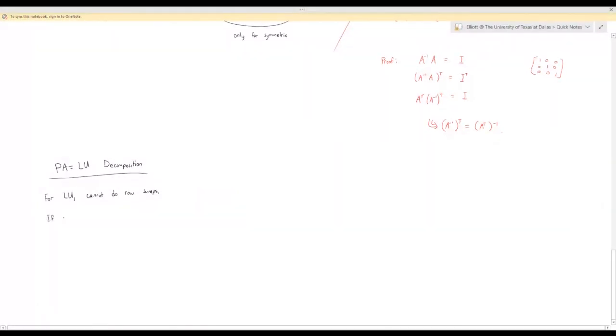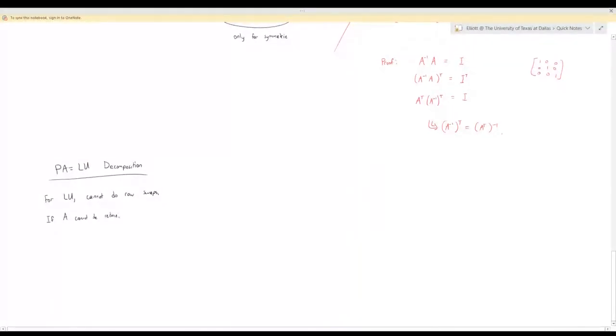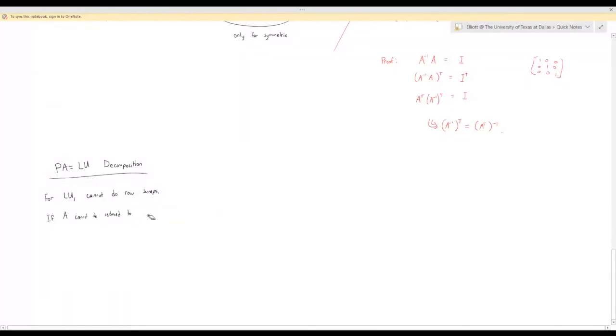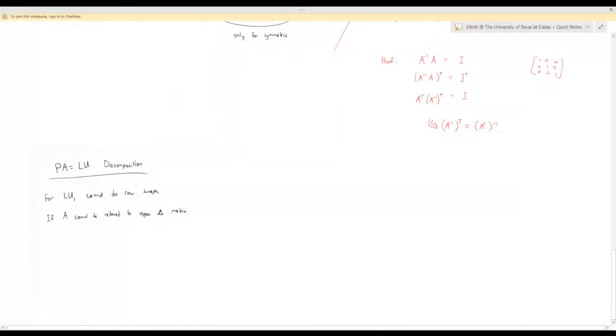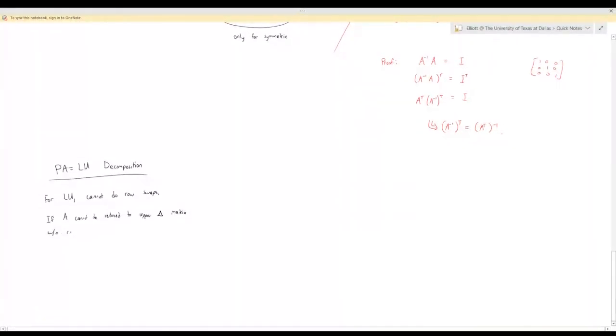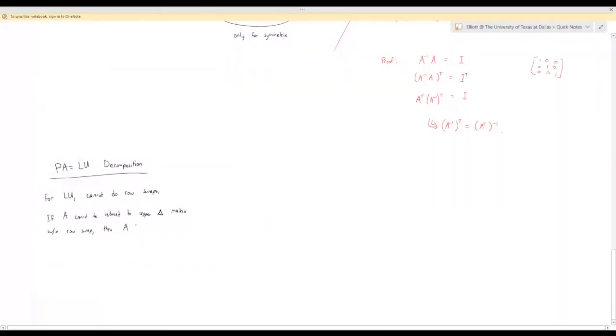So if you cannot reduce a matrix A to an upper triangular form without a row swap, then that matrix A will not have an LU factorization.